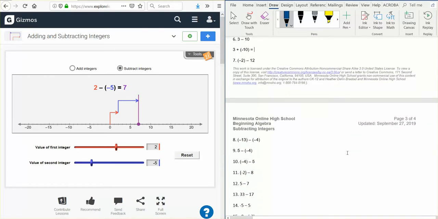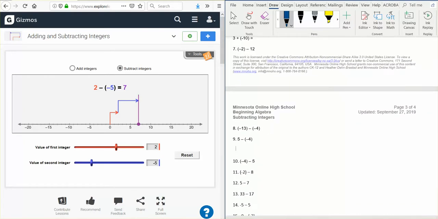And you're going to do that with each of these. Rewrite as addition. You never change the first number. You always change the minus into a plus, and then you take the opposite of the second number. So what's the opposite of negative 4? It's positive 4. And then you add using the rules for adding integers.